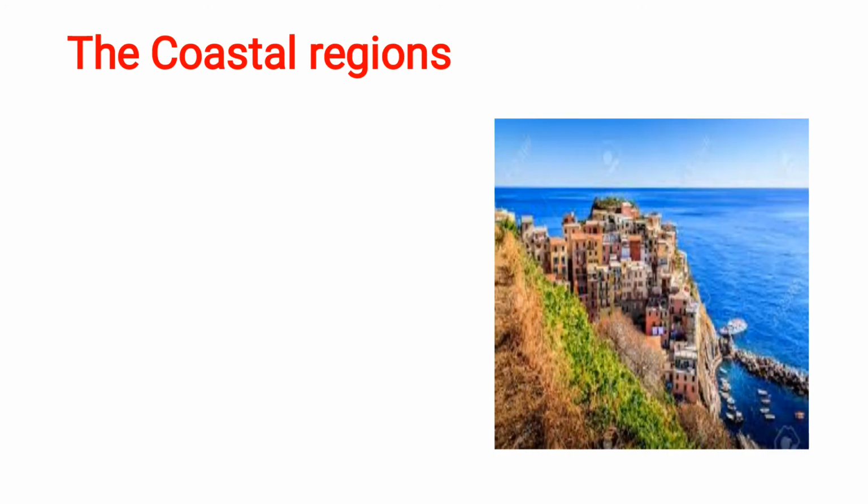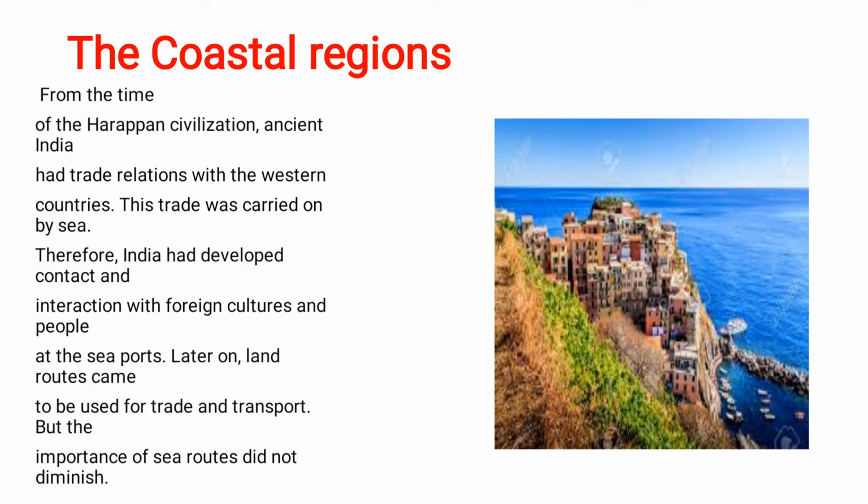Next region is the coastal region. The land near the sea is known as the coastal region. From the time of the Harappan civilization, ancient India had trade relations with the western countries. This trade was carried on by sea. Therefore, India had developed contact and interaction with foreign cultures and people at the seaports.